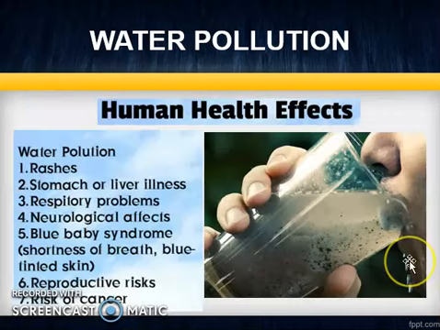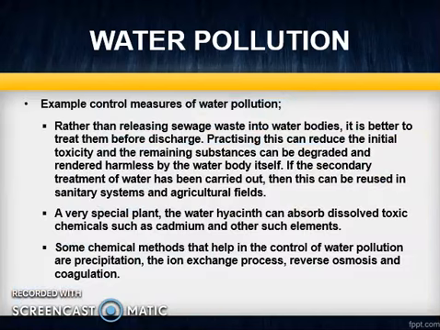Next slide, we are continuing to discuss the effect of water pollution on human health. What are examples of the effects on human health from water pollution? The first one, stomach or liver illness, respiratory problems, neurological effects, blue baby syndrome, reproductive risk, and the last one, risk of cancer.